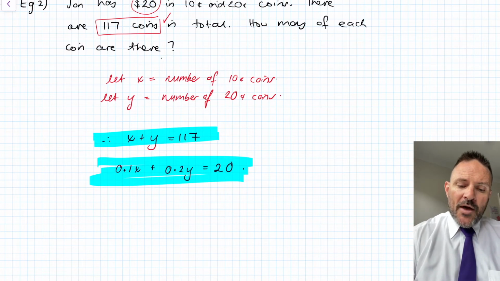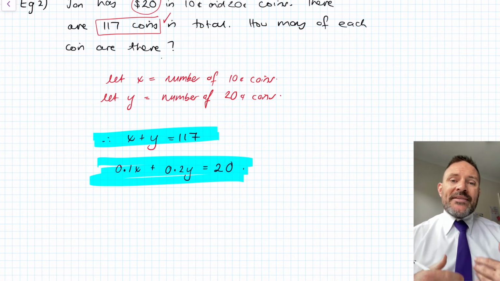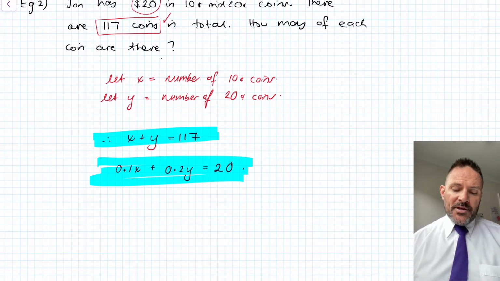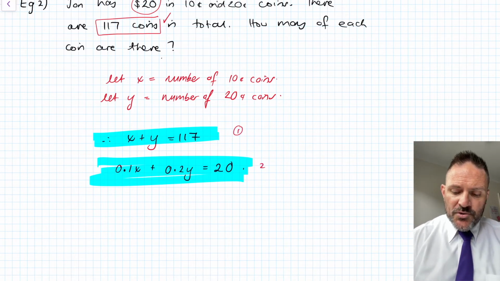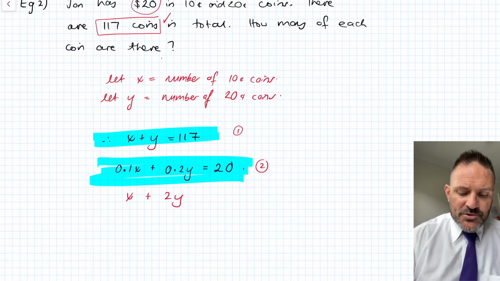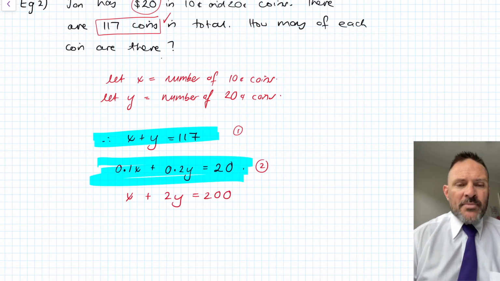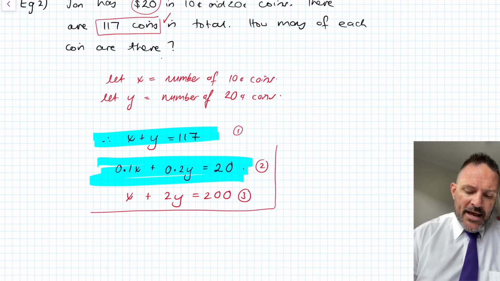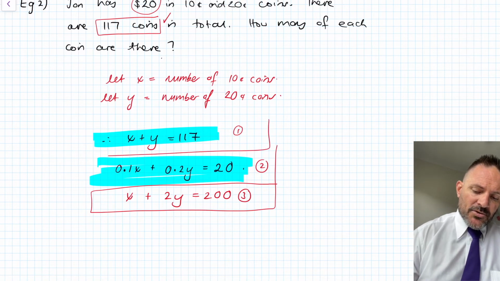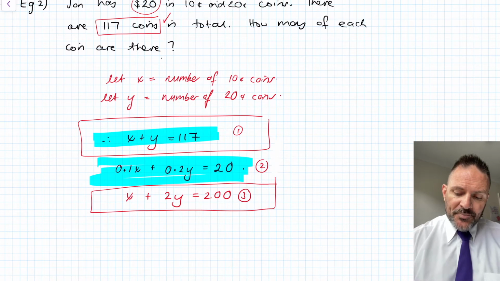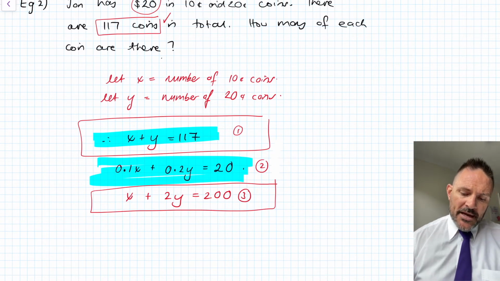Now, of course, these are my two equations that I'm now going to look to solve simultaneously. Like that previous question, my issue is I don't have the same amount of X's or the same amount of Y's, so we need to modify one of them. And it's probably going to be easier to modify the bottom one. So let's call that 1 and 2. So I'm going to times it by 10, and that simply means I have X plus 2Y equals 200. You could times it by 100 if you want and make it in dollars and cents, but that's what I'm going to do. And now these two equations, 1 and 3, are the two equations that I'm going to be using.